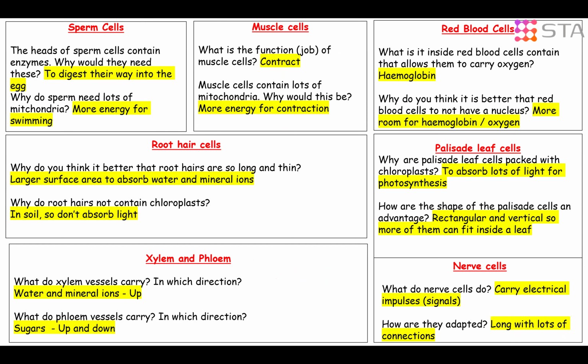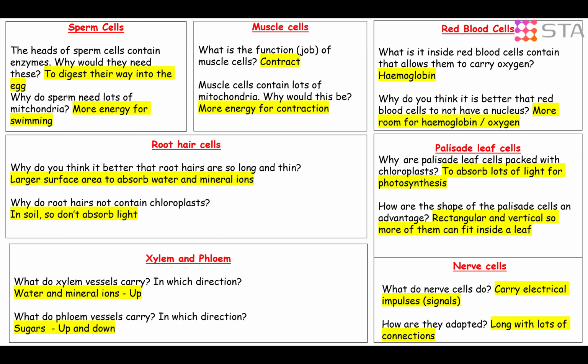Why do you think it's better that red blood cells do not have a nucleus? More room for hemoglobin or oxygen. Root hair cells. Why do you think it's better that root hair cells are so long and thin? Because they have a larger surface area to absorb water and mineral ions. Why do root hairs not contain chloroplasts? They are in soil, so they do not need to absorb light because they are underground.